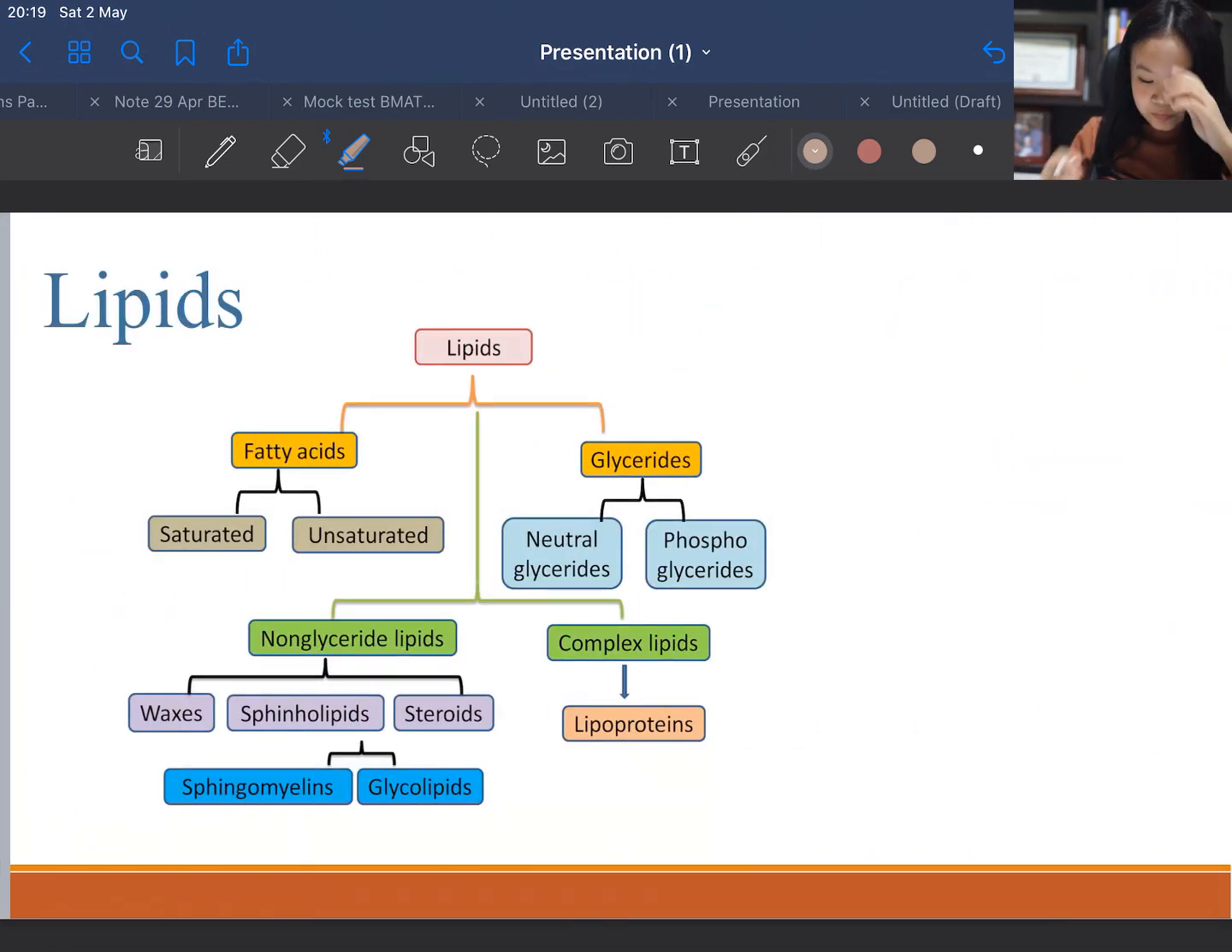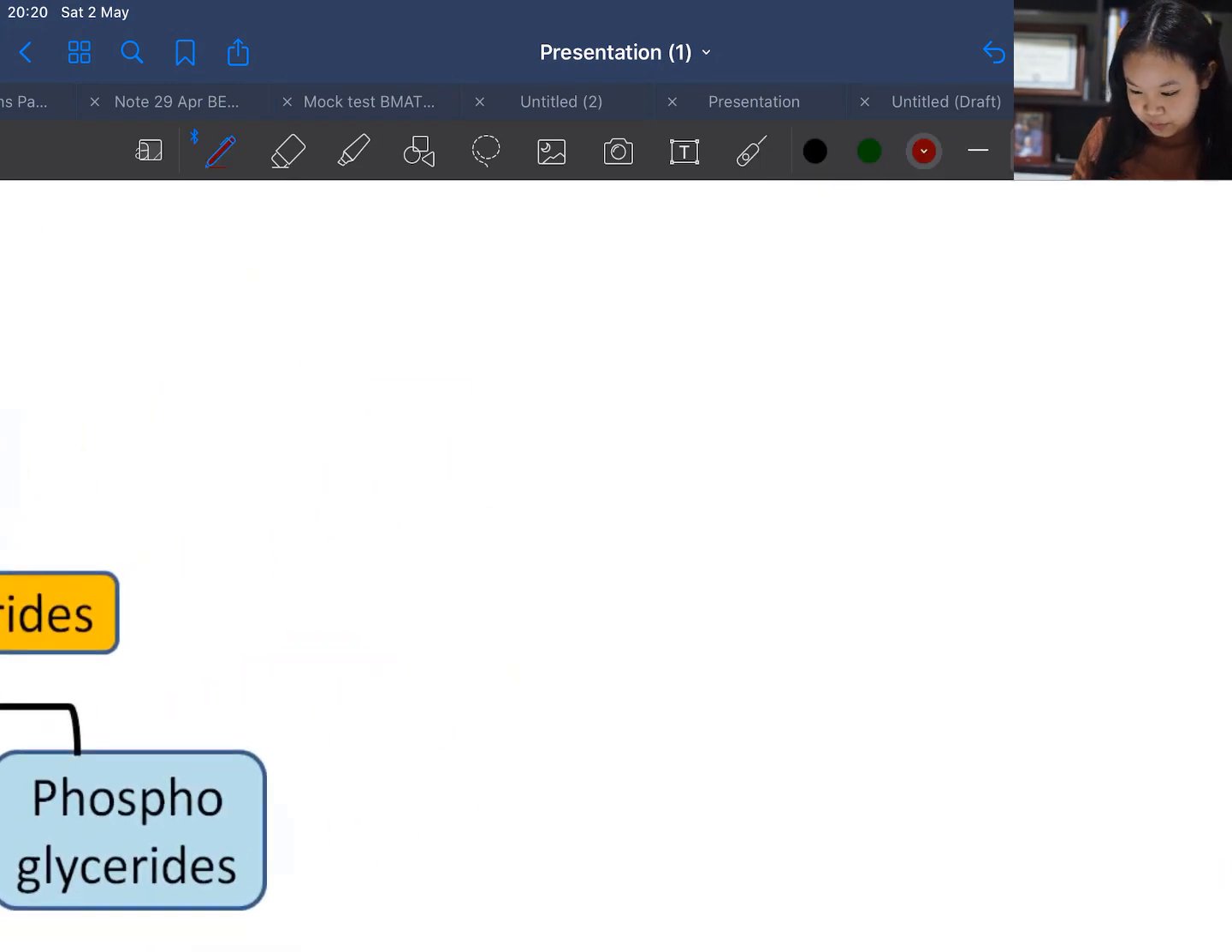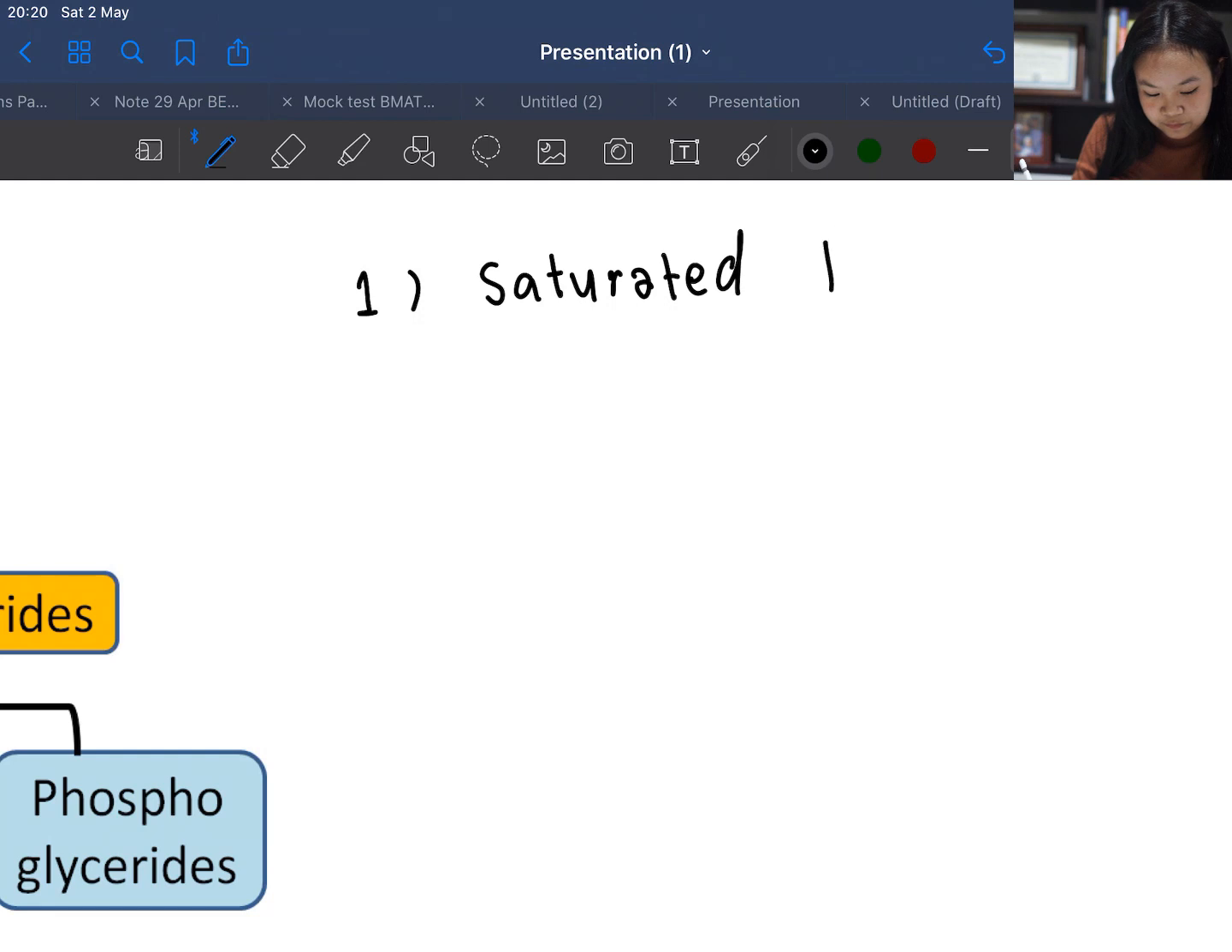So here goes. Lipids. Wow. The lipids are all about fatty things. So I'm going to divide lipids into fatty acid and glyceride. Fatty acid I divide into saturated and unsaturated. I'm going to write it over here. The first one we are going to talk about is called saturated. The saturated fat is not a good fat, just like it came from animals.